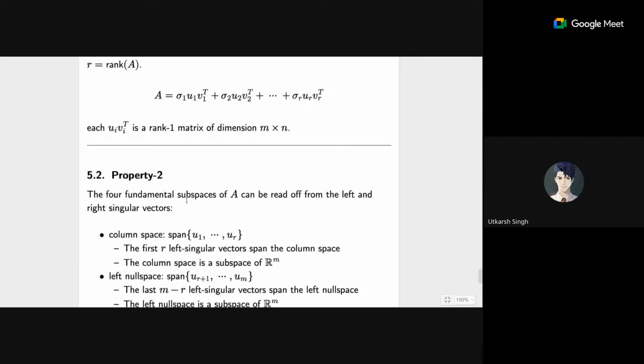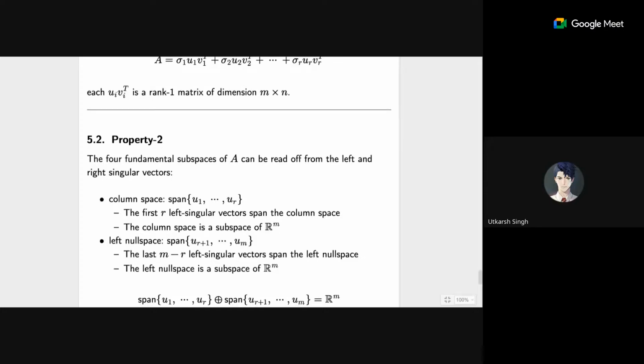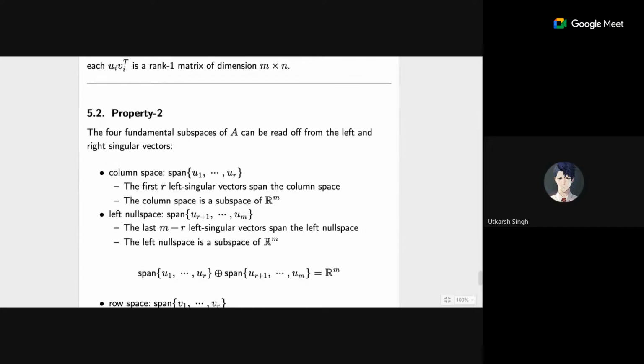Sir, if we know the basis for all the four subspaces, the vectors that span the four subspaces, then we can say that we will get U and V for the singular value decomposition of A. We will not get sigma, but we can get U and V, right, sir?